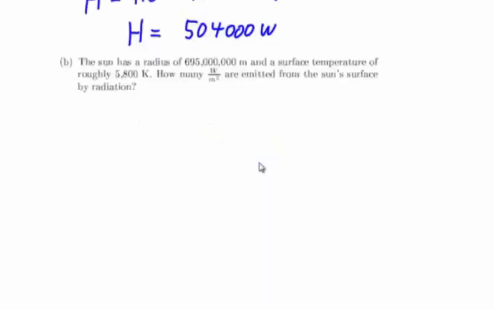In Part B, we're going to begin to account for the fact that you're not out in deep space, you're near our sun, and that will result in heat also coming into your spacecraft. Beginning, we see that Part B says the sun has a radius of 695 billion meters and a surface temperature of roughly 5,800 Kelvin. How many watts per square meter are emitted from the sun's surface by radiation?